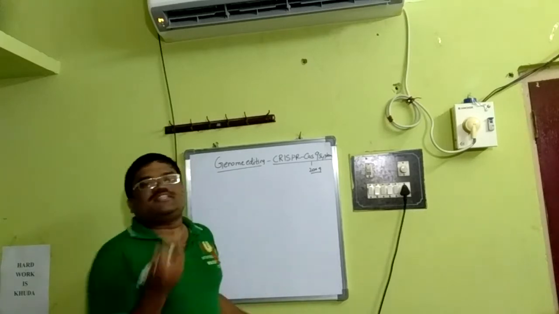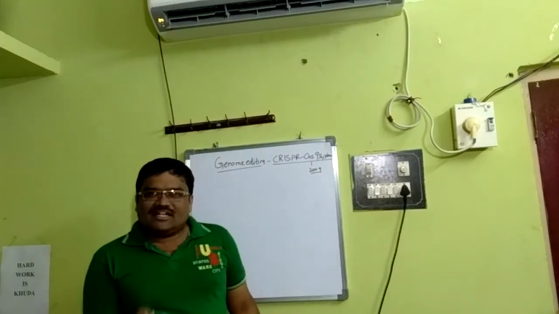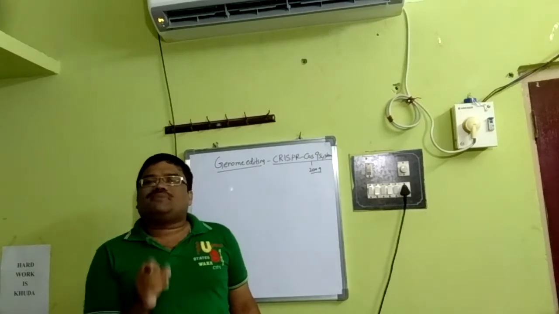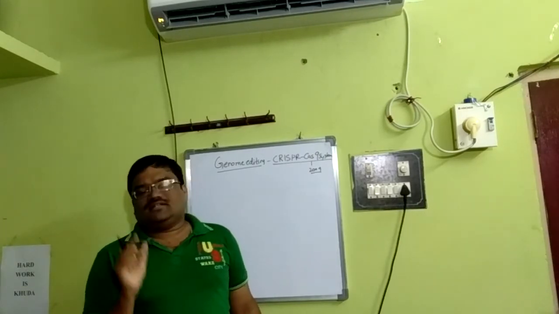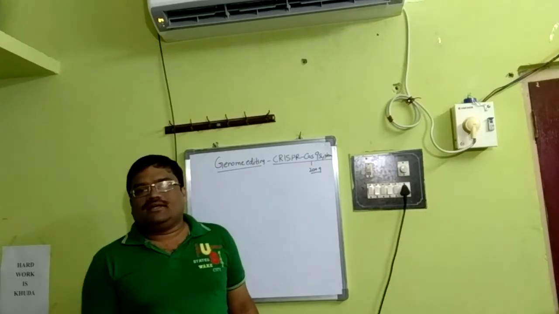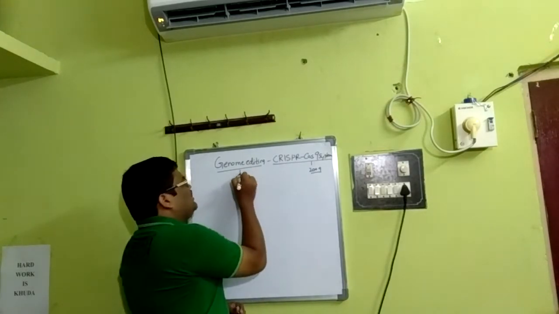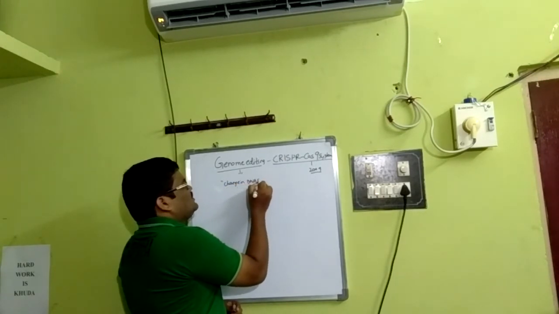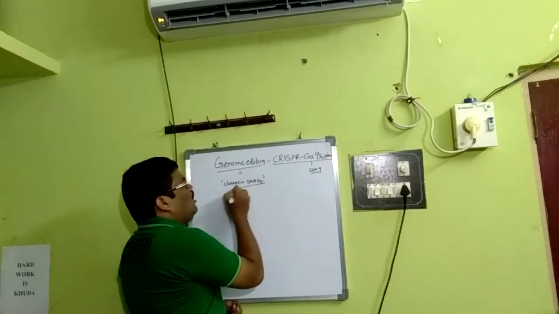What is CRISPR? It is nothing but clustered, regularly interspaced, short palindromic repeats, CRISPR-associated protein 9. This is the abbreviation of CRISPR-Cas9. That means genome editing is simply a change in the DNA sequence.